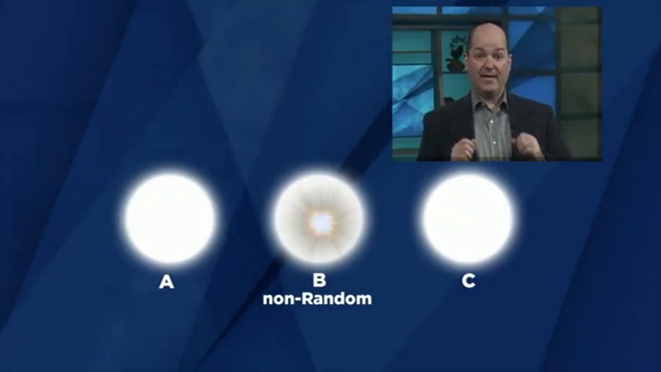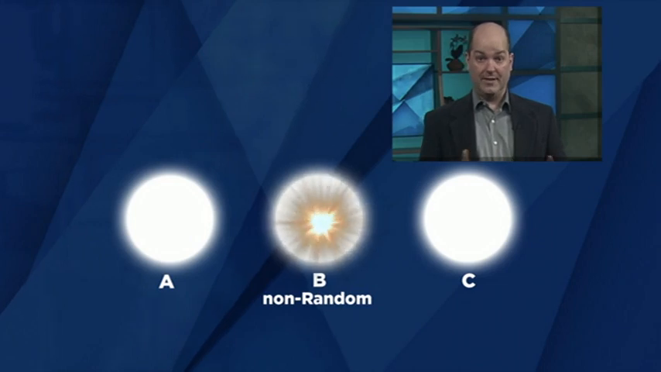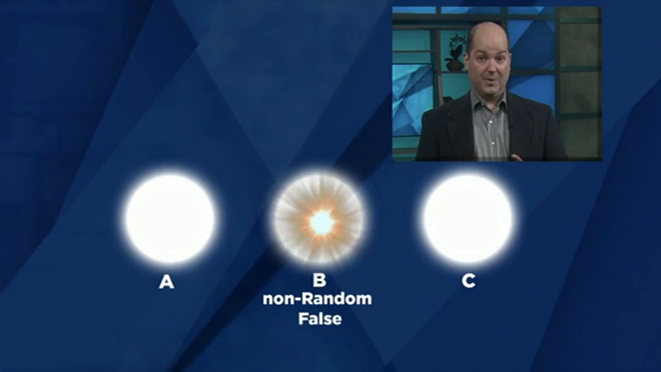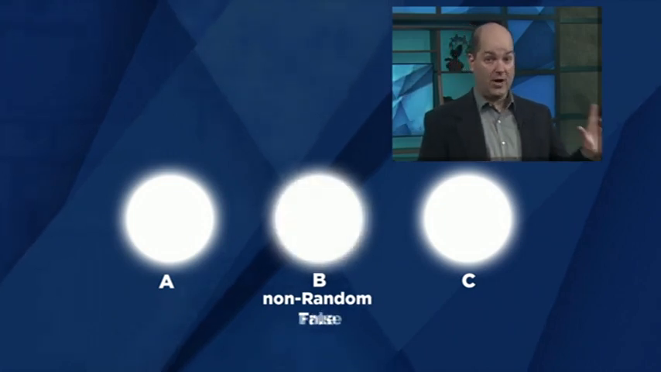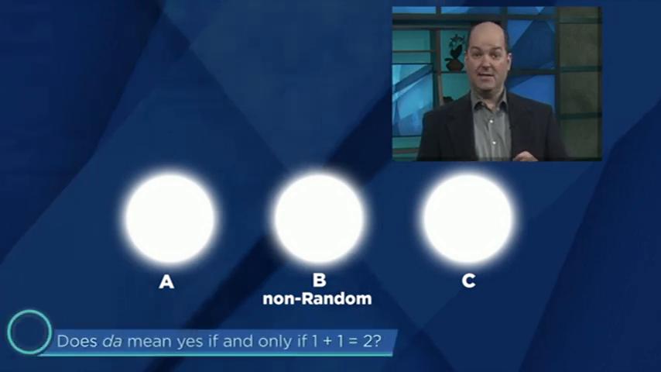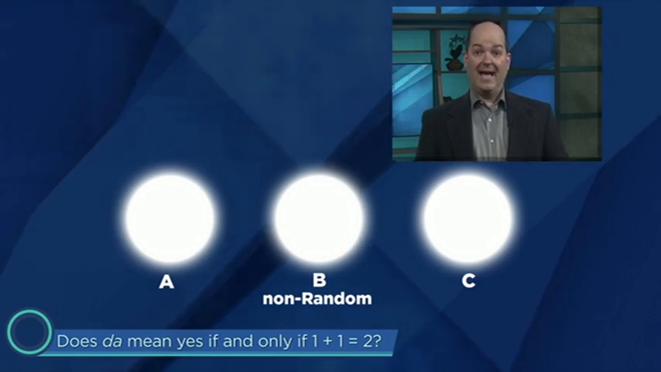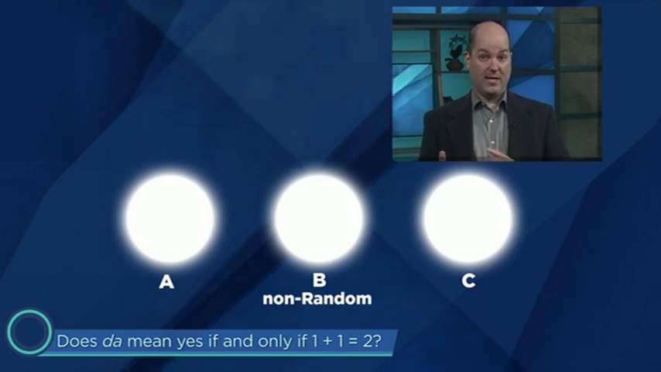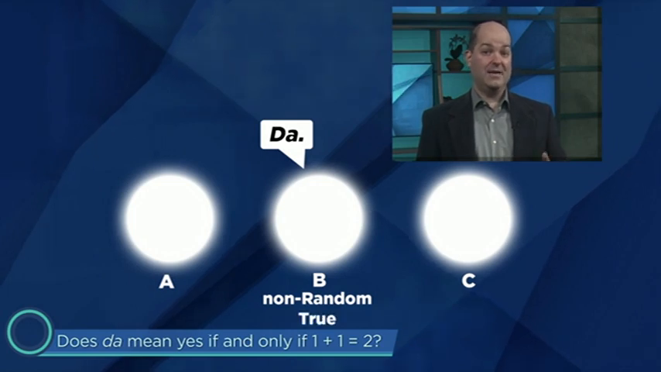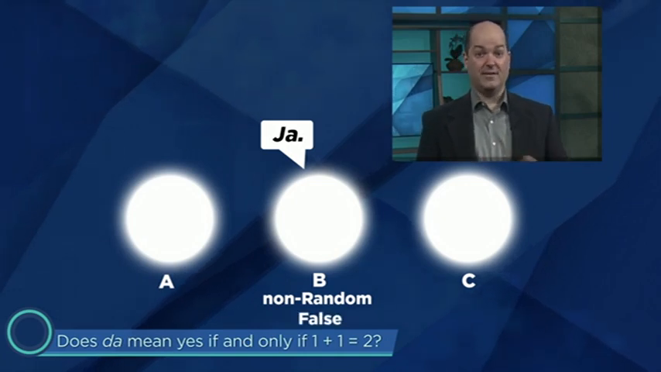Suppose we've definitively identified B as a non-Random god, but we don't yet know whether he's True or False. We want to identify B definitively. In other words, is he True or is he False? We can use the solution of our second puzzle to ask, does da mean yes if and only if 1 plus 1 equals 2? As we've seen, since 1 plus 1 equals 2 is known to be true, an answer of da implies we're speaking to True, while an answer of ja implies we're speaking to False.